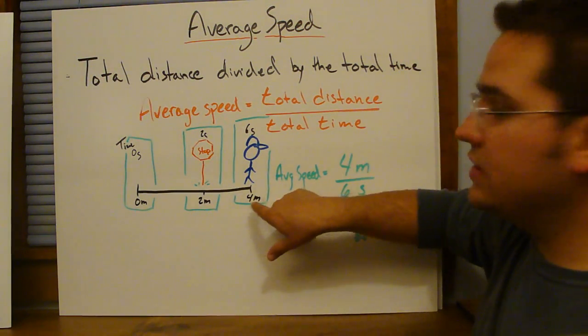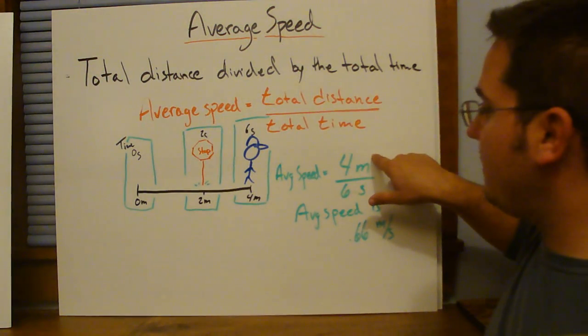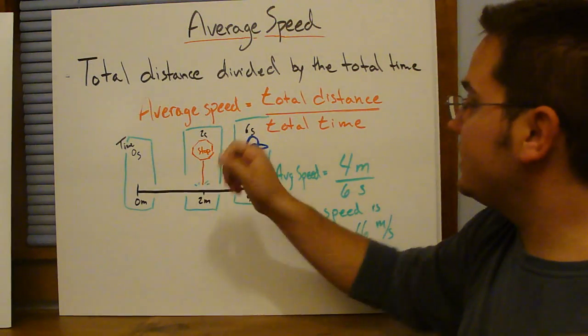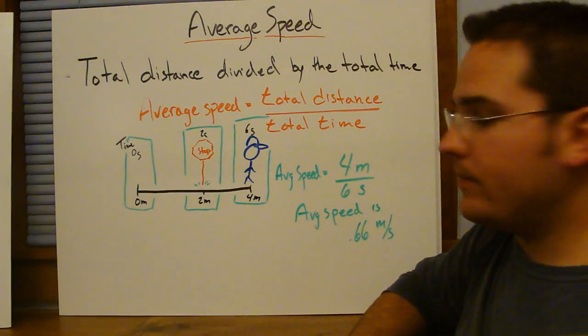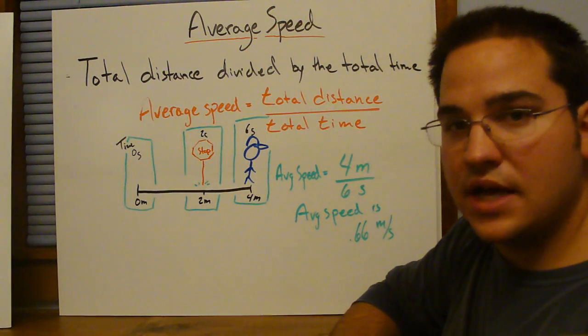Our total distance this student walked was 4 meters. Right? So we put 4 meters on top. The total time the student had been walking for was 6 seconds. Put 6 seconds on the bottom. So our average speed is 0.66 meters per second.